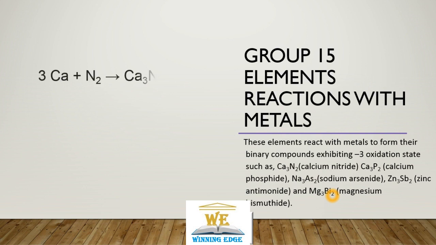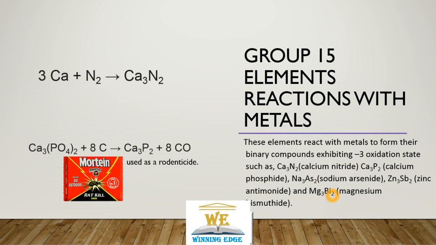When we react calcium phosphate with carbon, we get calcium phosphide and carbon monoxide goes out. Calcium phosphide acts as a rodenticide. How? When rodents eat calcium phosphide contaminated food, calcium phosphide in the digestive tract of rodents decomposes into phosphine and calcium hydroxide. The phosphine gas is poisonous and kills those rodents.